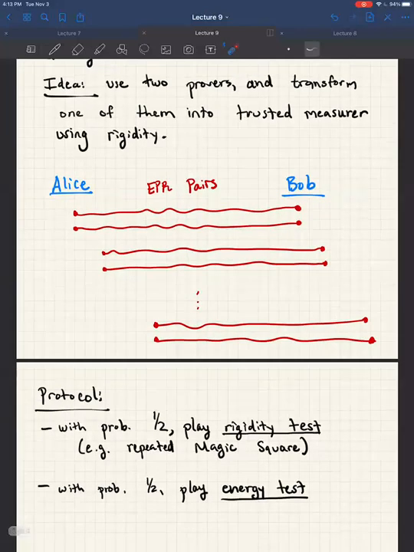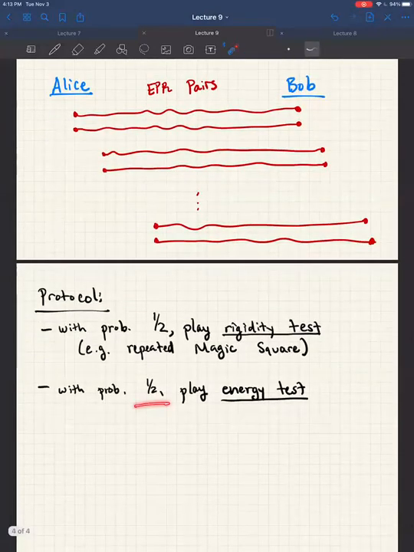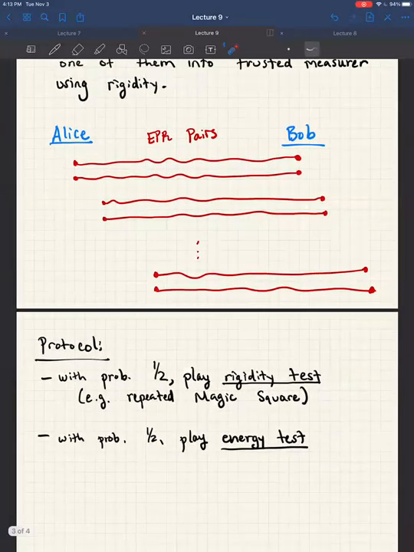So here's the outline of the protocol. Here's the start. So the verifier is going to flip a coin. And based on the coin, it's going to do one of two things. One is it's going to play a rigidity test. Like it can just play the repeated magic square game with Alice and Bob. Right. And if Alice and Bob succeed with high probability, we know what that entails. But with probability 1/2, the verifier is going to play an energy test with Alice and Bob.